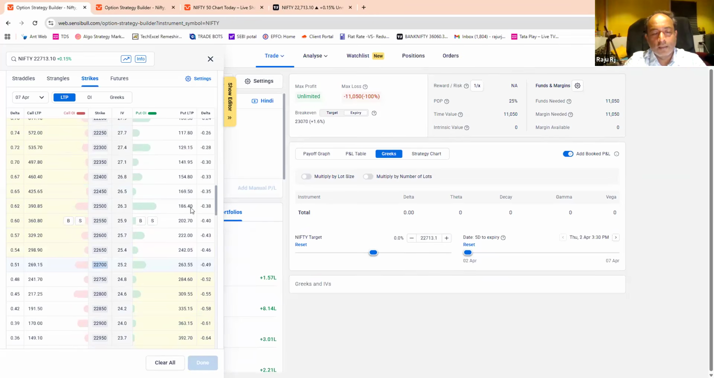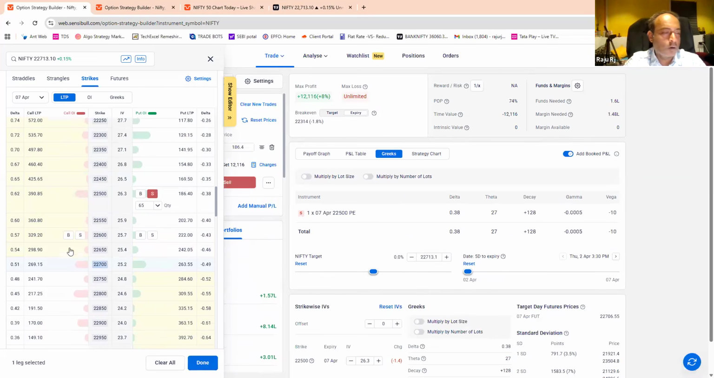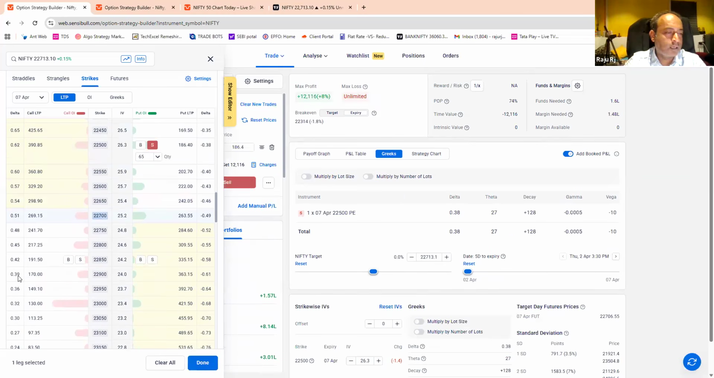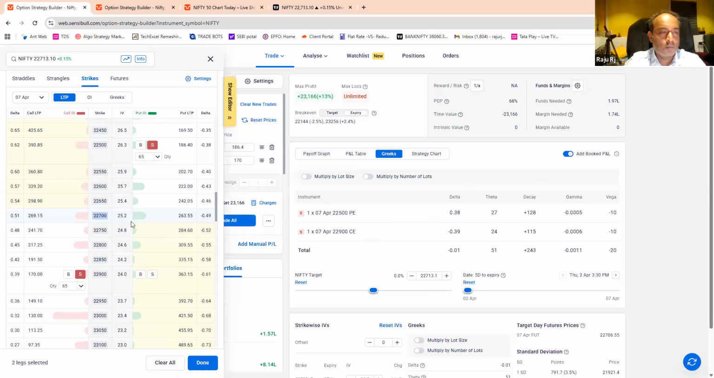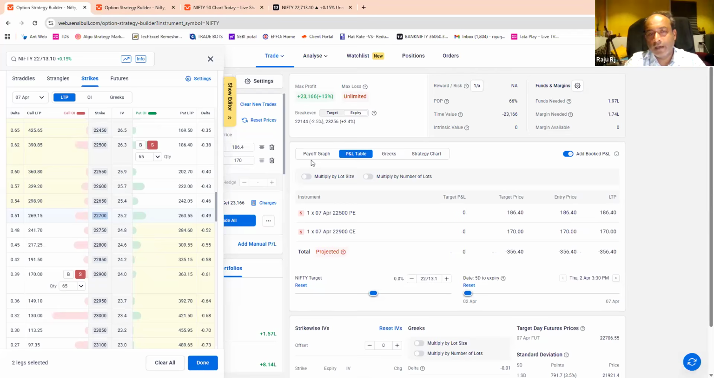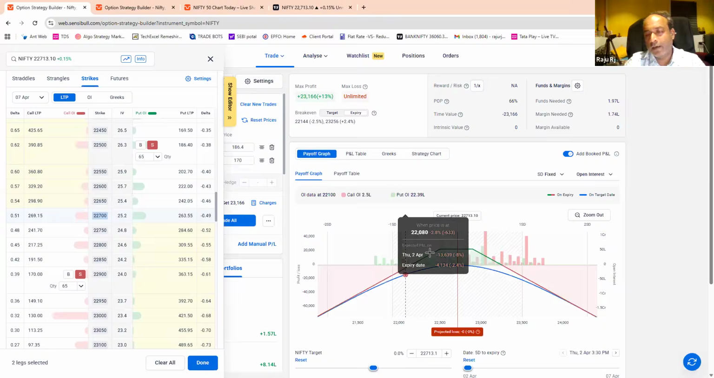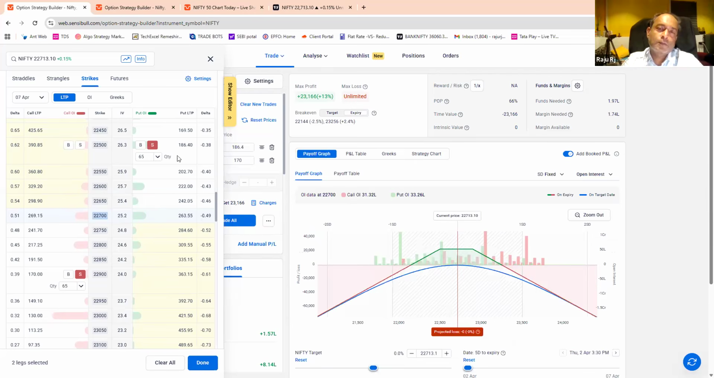Suppose the put option delta is at 0.3, you sell this. Come to the call side, understand where the 0.3 delta is, and sell it here. So 0.3 delta, you have sold. This is a delta neutral strategy. The payoff will be neutral. You always see the prices of the options will be almost equivalent, 186, 170, already 0.38 delta, 0.39 delta.